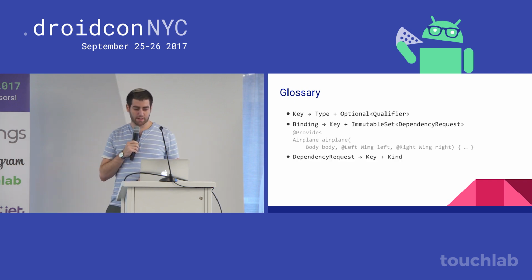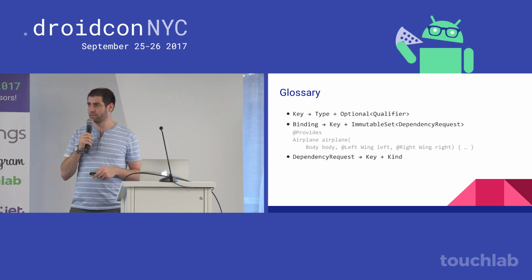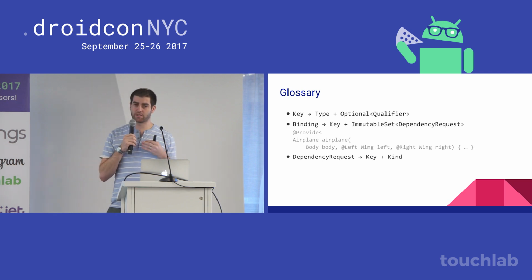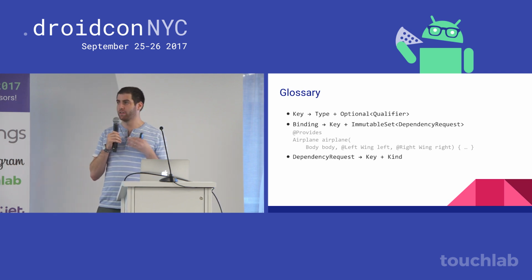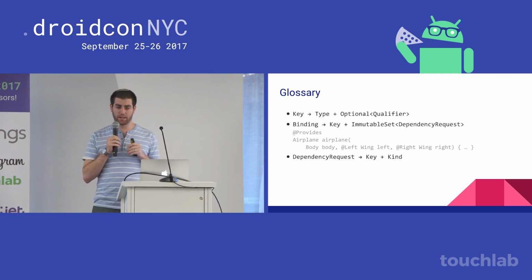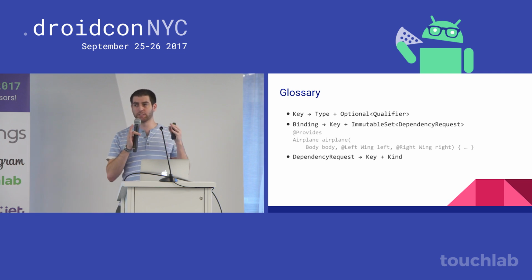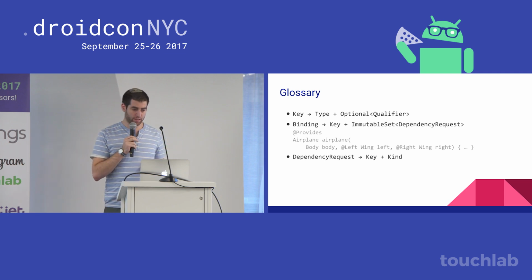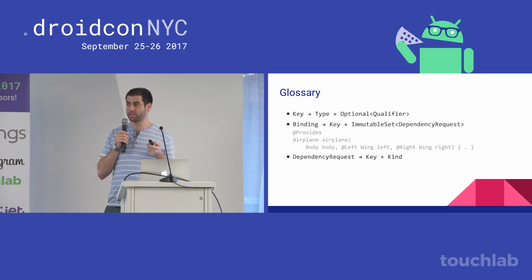And so in this example, there are a few different keys. There's the airplane, unqualified, the body, unqualified, and then two keys for the wings, one left and one right. The left and right keys are completely separate. And then we have the concept of a dependency request. For this provides method, it has 3 dependency requests: on the body, the left wing, and the right wing.